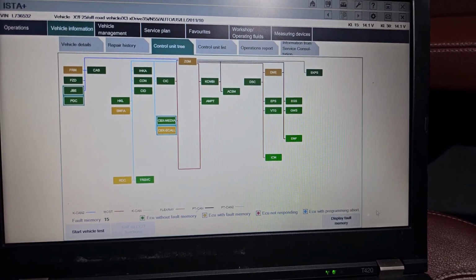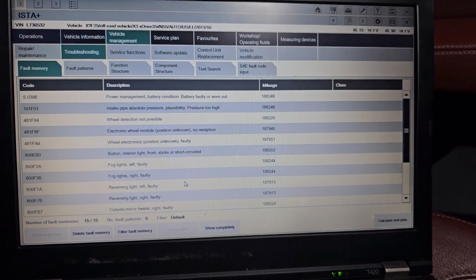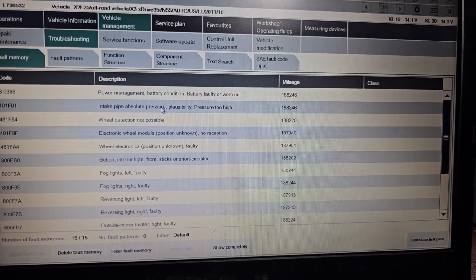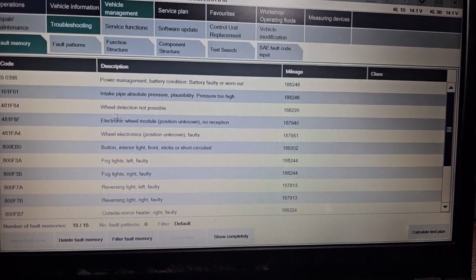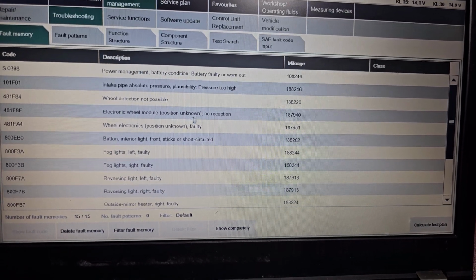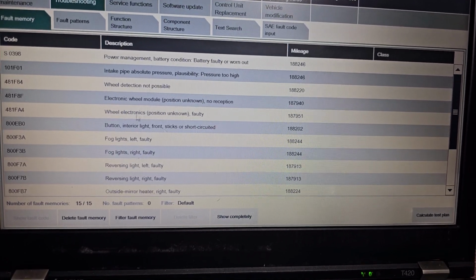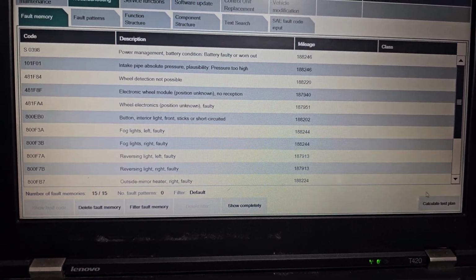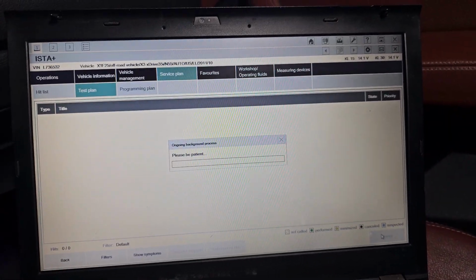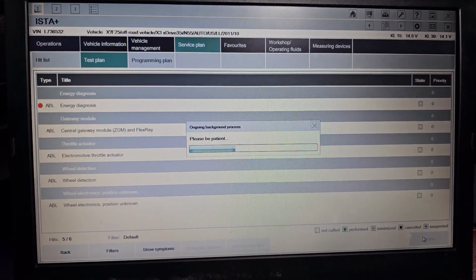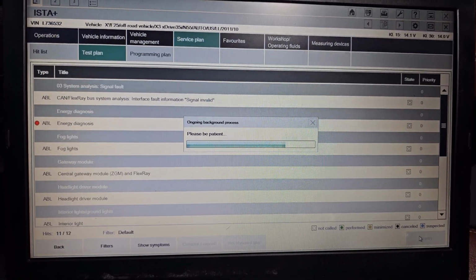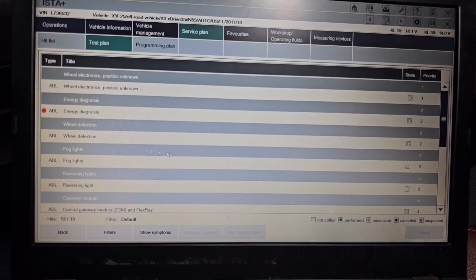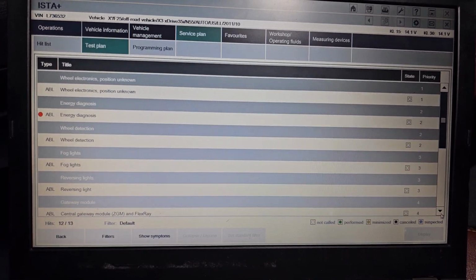So now let me display the codes. My concern here is the engine: power management, battery condition, intake pipe absolute pressure plausibility pressure too high, wheel detection not possible, electronic wheel module position unknown, fog light. All this is not a problem. So I gotta go to calculate test plan. I want to calculate the test plan, and we're gonna go to that module that is giving us a problem. Okay, wheel energy diagnosis. I want to see what I have here.